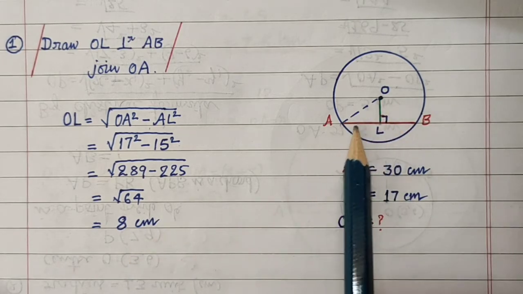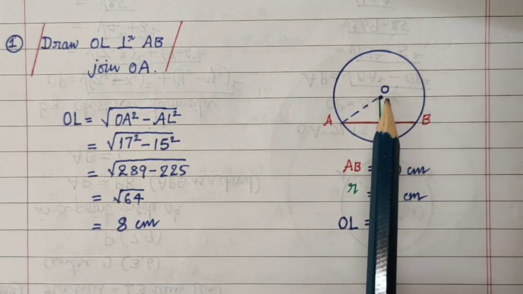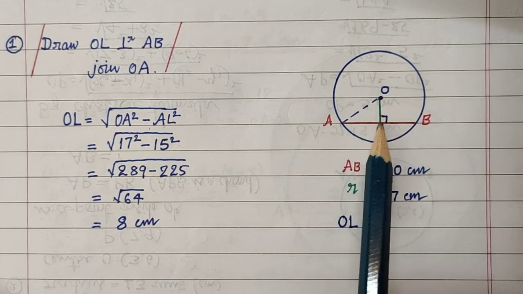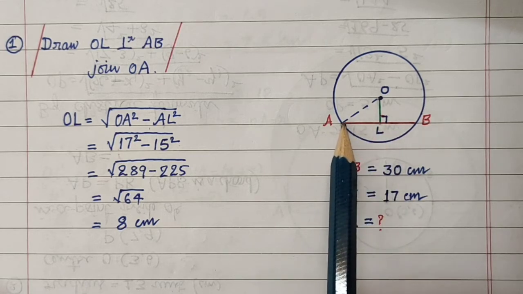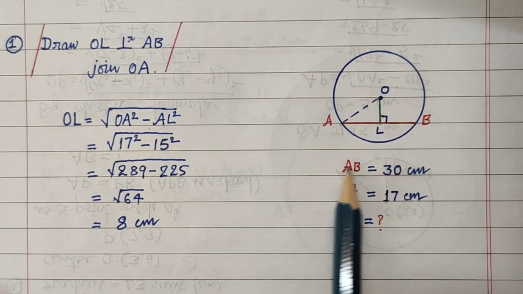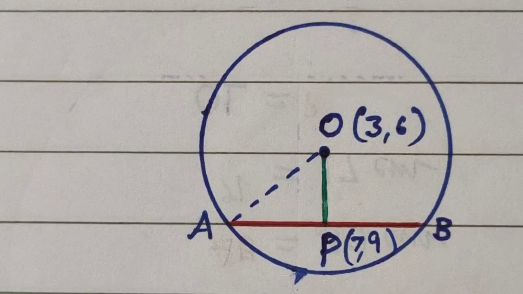We have to use the Pythagoras theorem here because the perpendicular divides the chord. When we draw a perpendicular line to a chord, that is going to divide that chord. Therefore, AL is equal to AB divided by 2. AB divided by 2 is 15. Then for the rest we can use the Pythagoras theorem.